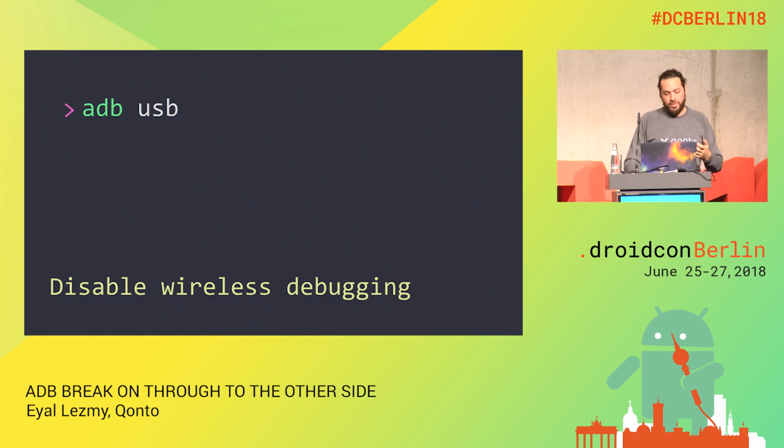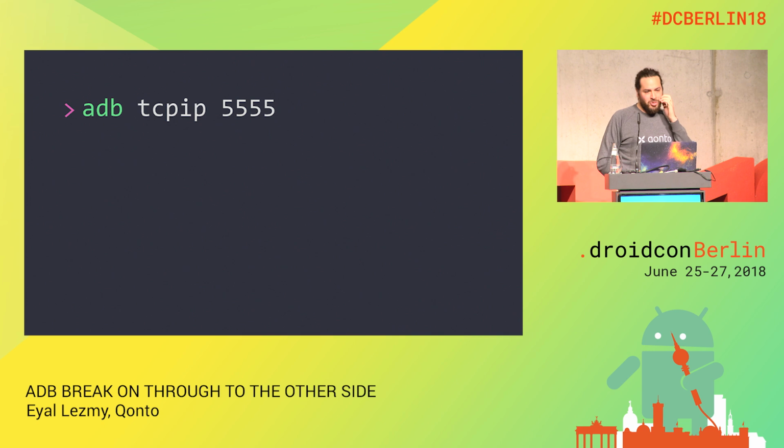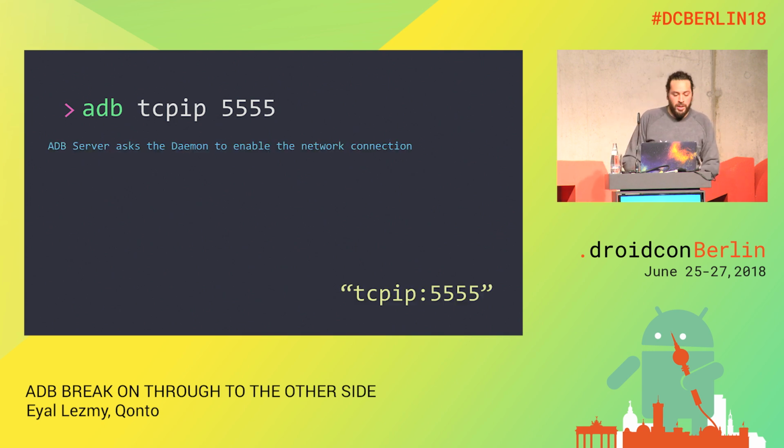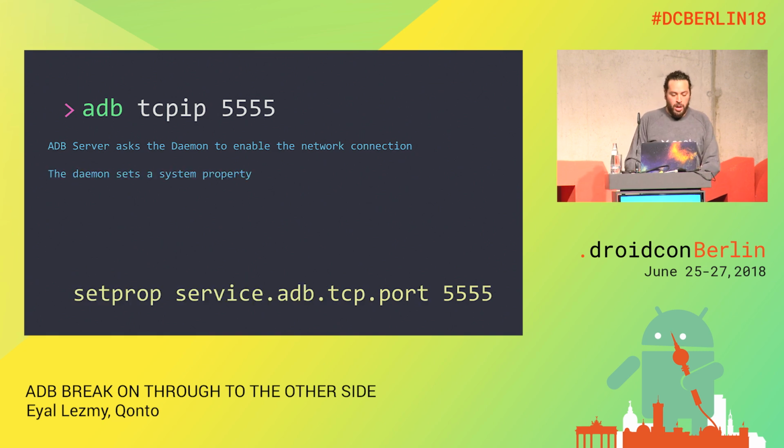Okay, it's funny, it's interesting, but let's try digging in a little bit, to understand what's behind this command. So when you type the adb tcpip command, what's happening exactly? The ADB server will ask the daemon to enable the network connection. Actually, it will send this payload, and we will see about the payload later. Then the daemon will set a system property on the Android device. Actually, the command that is run is really that, setprop, with this long property name and the port 5555.